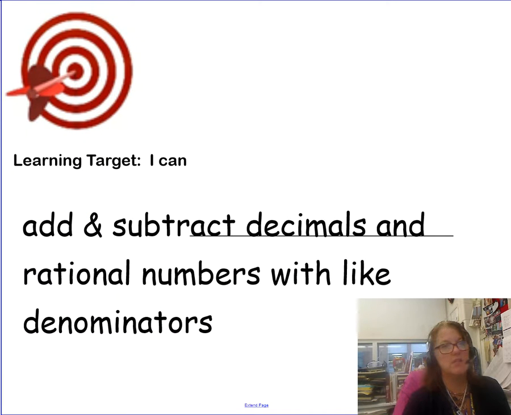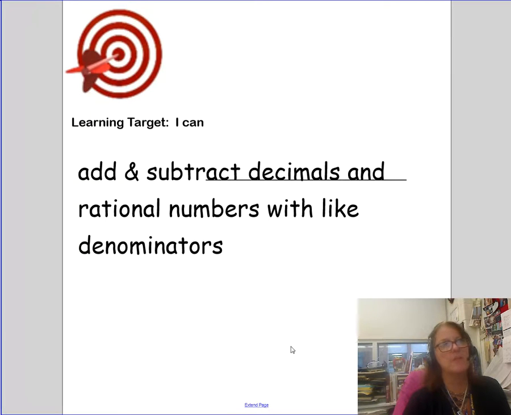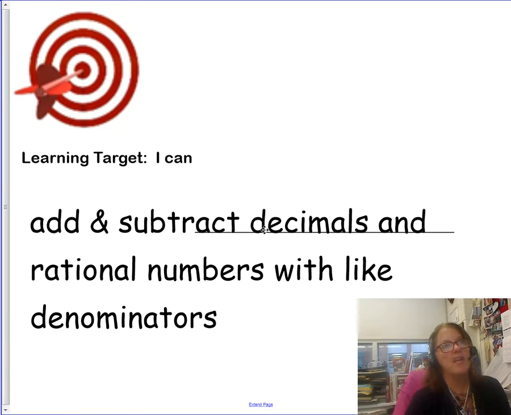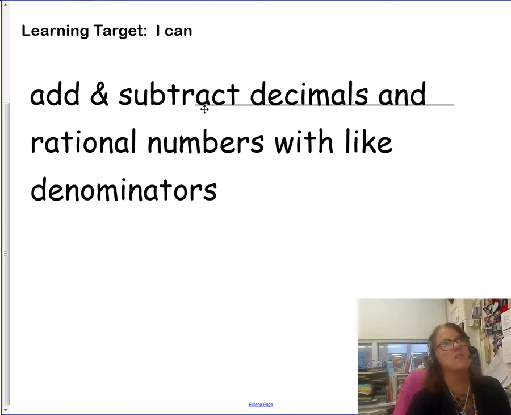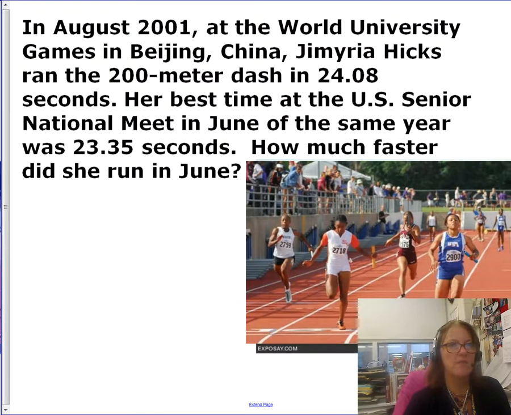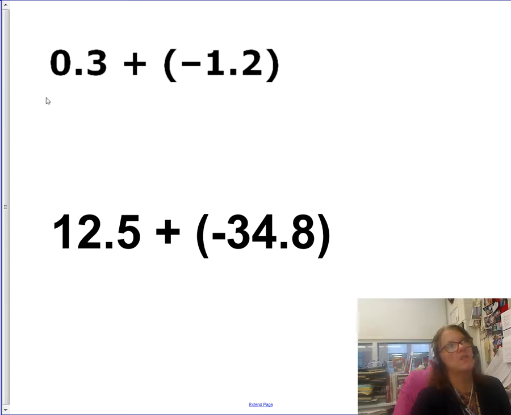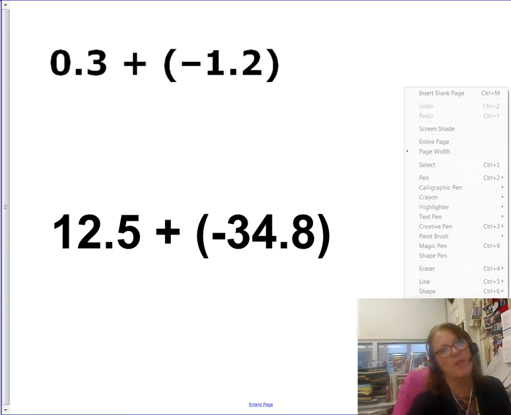A lot of this is going to be a little stroll down memory lane to see if you remember this. I can add and subtract decimals and rational numbers. Really, that should just say rational numbers with like denominators. So decimals, yep, and then if you have fractions, you need a common denominator. Let's start with the decimal part.